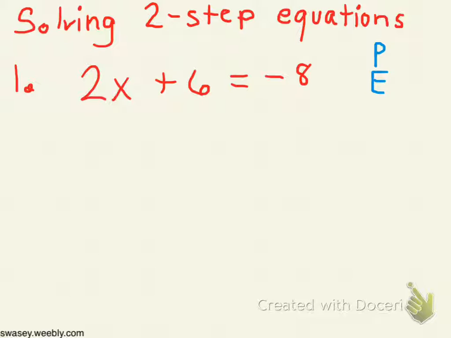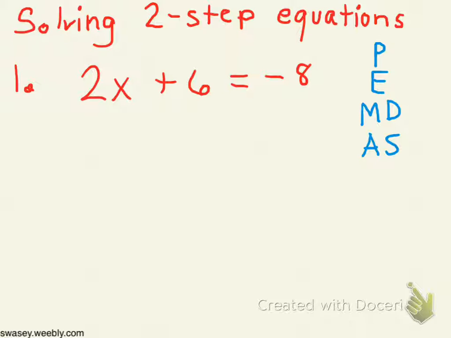E for exponents. Multiplication and division go from left to right. So sometimes we see multiplication, sometimes we see division. And then addition and subtraction go from left to right as well. They're on the same level.